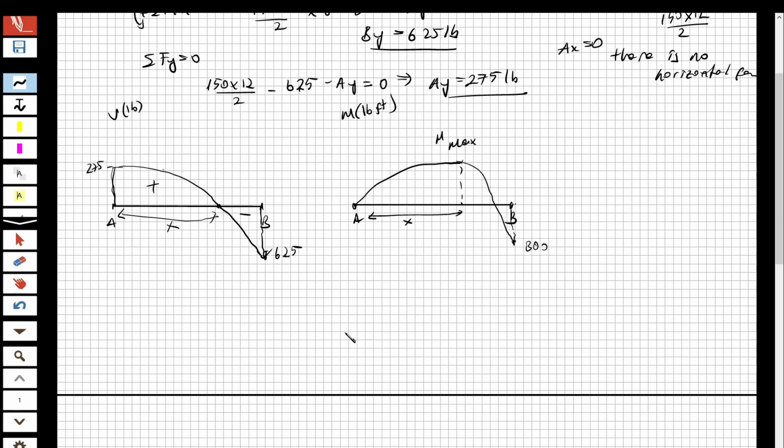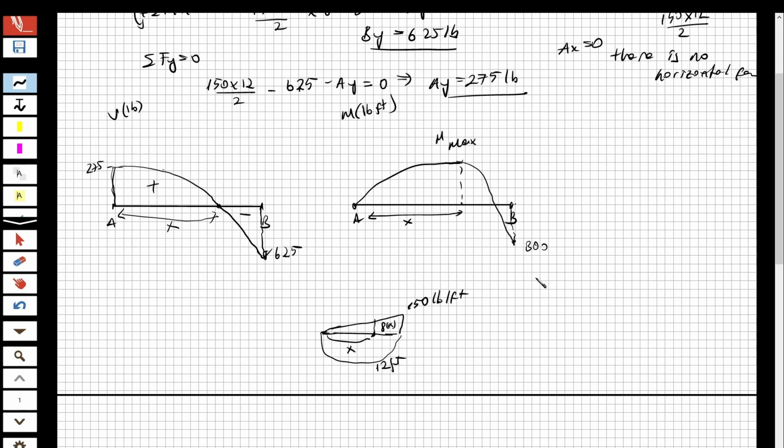For example, we have a force like that, right? This is our beam and we have a force of 150 pound per foot. And for example, this is a point x, and this is gx, the force. And what is the whole length? It is 12, right? 12 feet.